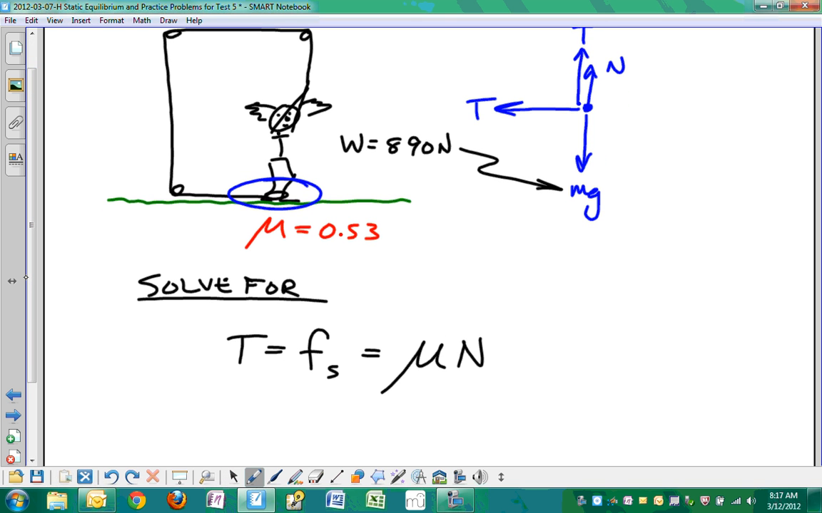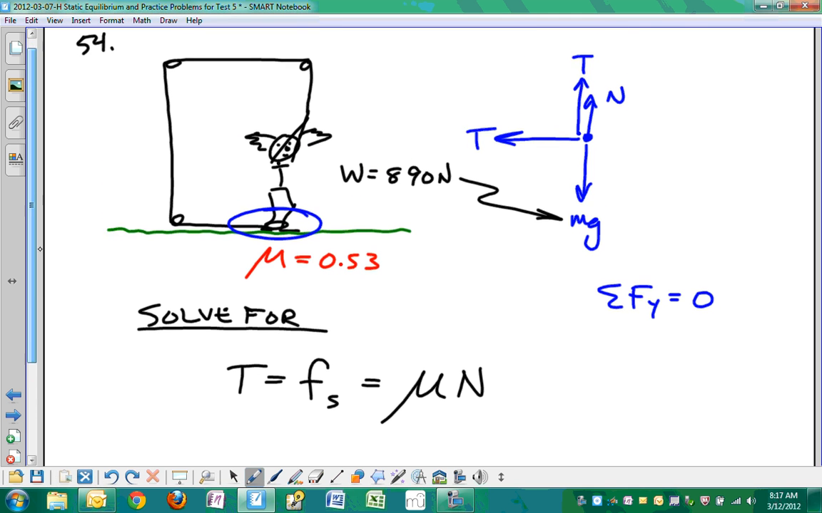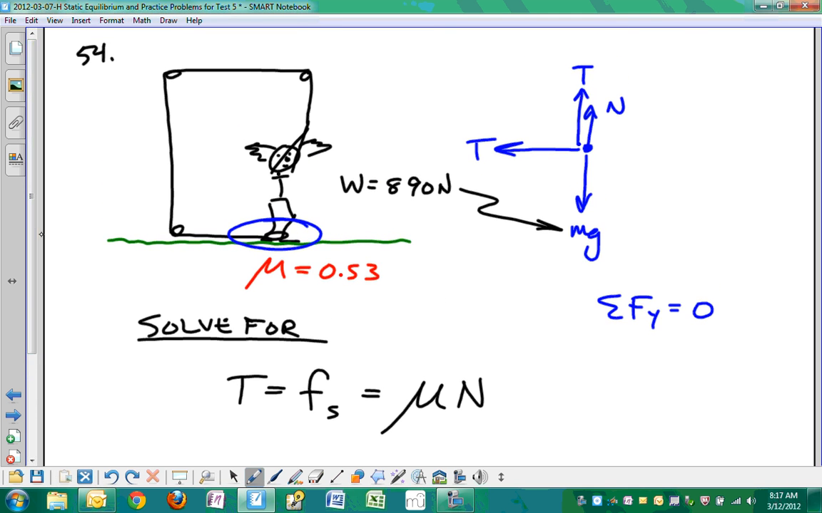Is he accelerating in the y direction? No, he's not accelerating in the y direction, right? He's decreasing the normal force, but he's not going up or down, right? He's not accelerating upward or downward. The net force in the y direction is equal to 0, right? That's why we're decreasing the normal force when we increase the tension, right? Because it's all got to equal mg.